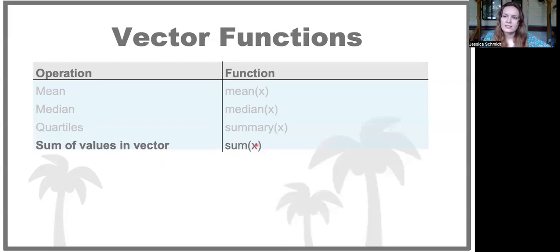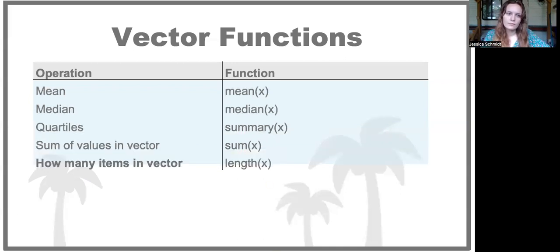Sum(x) gives the sum of all the values in the vector. So it just adds each number together. It adds 1 plus 2 plus 3, or 7 plus 7 plus 7, whatever it might be. Length is very, very handy. I use this one a lot. It calculates how many independent items there are in the vector. For example, if you had 10 countries in your list of countries, it would return 10. So it just tells you how many items are in your list.